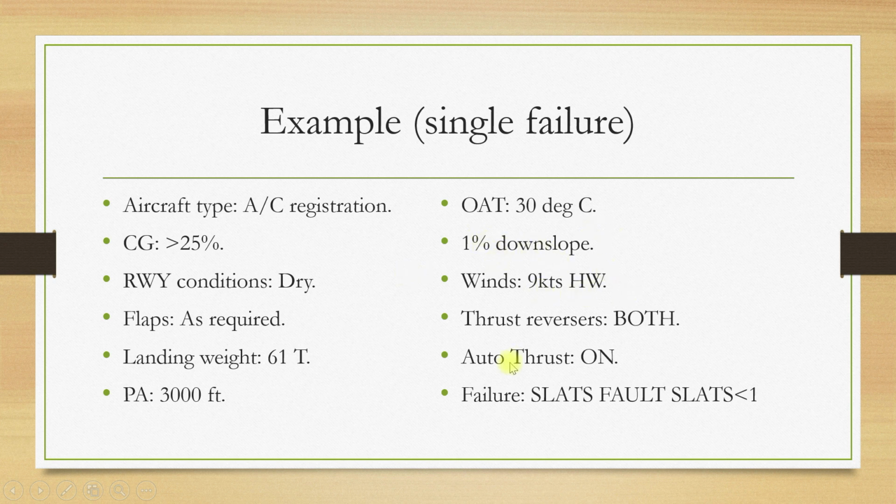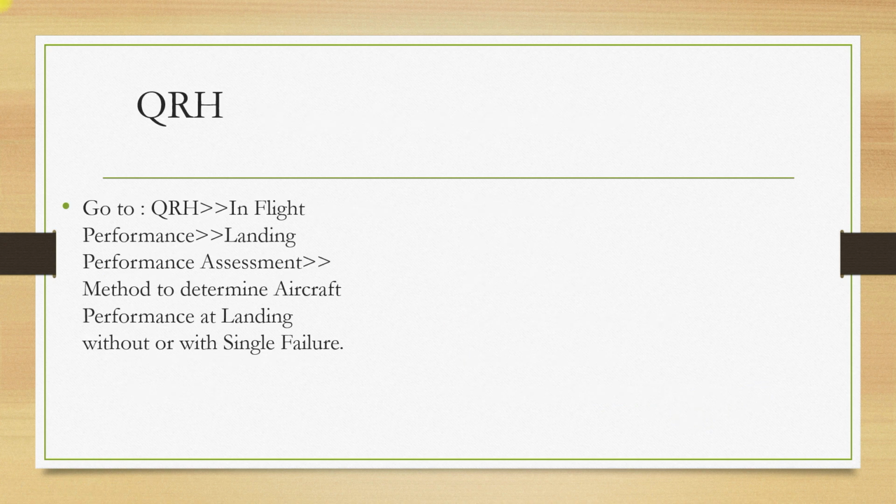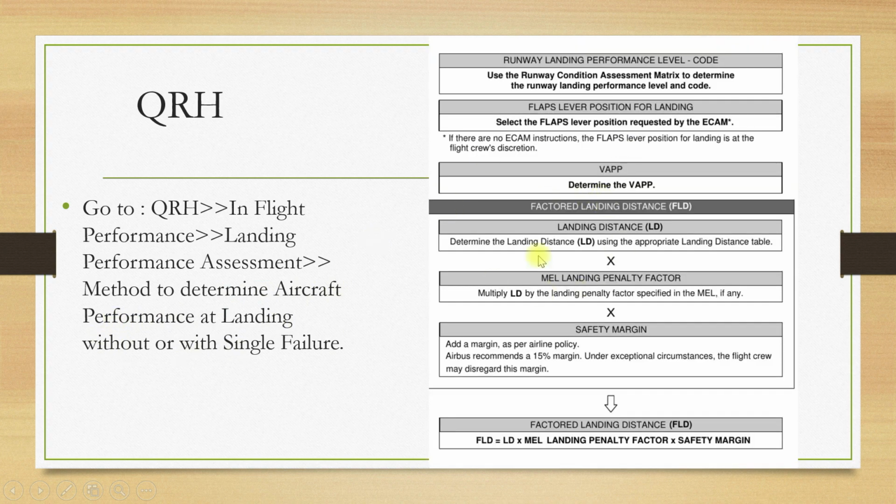Winds 9 knots of headwinds. Both thrust reversers are operative. Auto thrust is on. And the failure which we are dealing with is slats fault. Slats less than 1. That is, none of the slats are operative. Open the QRH. In-flight performance. Landing performance assessment. Go to the method to determine aircraft performance at landing without or with single failure. So you'll see a table like this, which will give you a step-by-step procedure for the calculations, which I'll show you in my further slides.